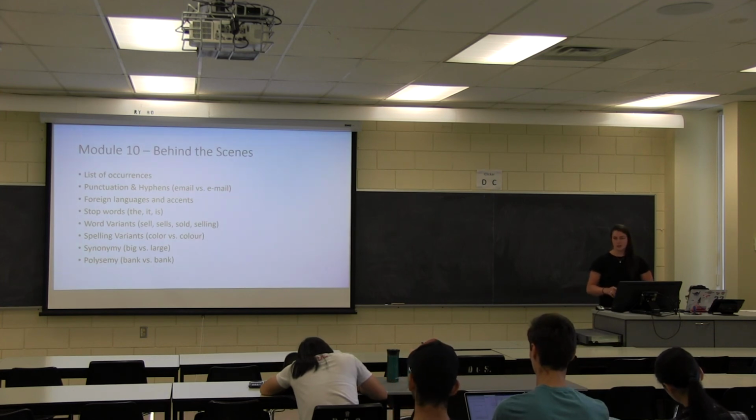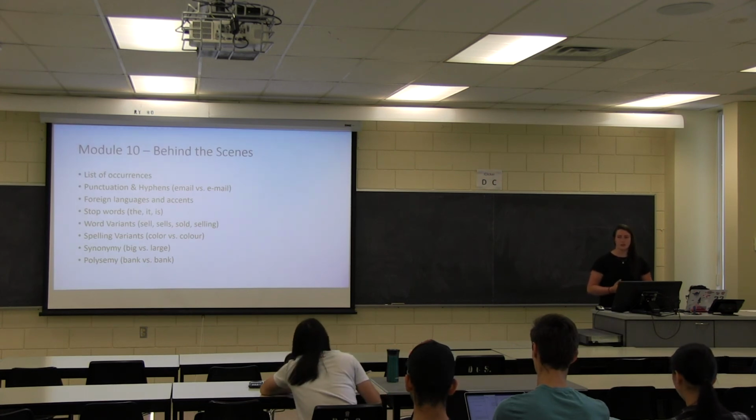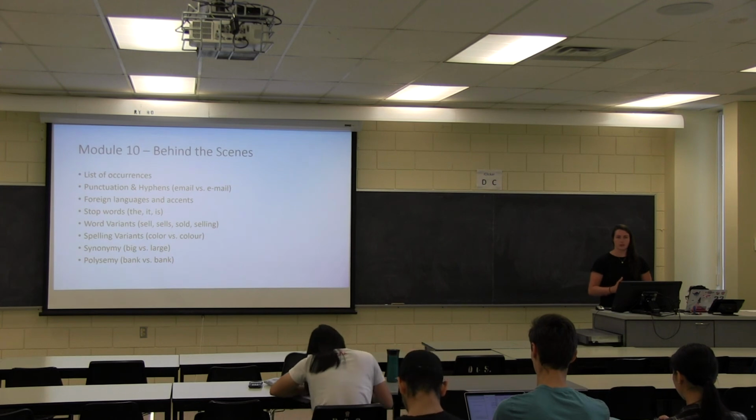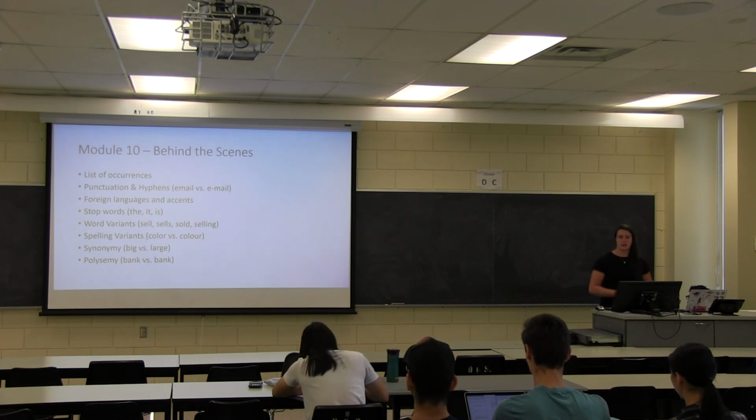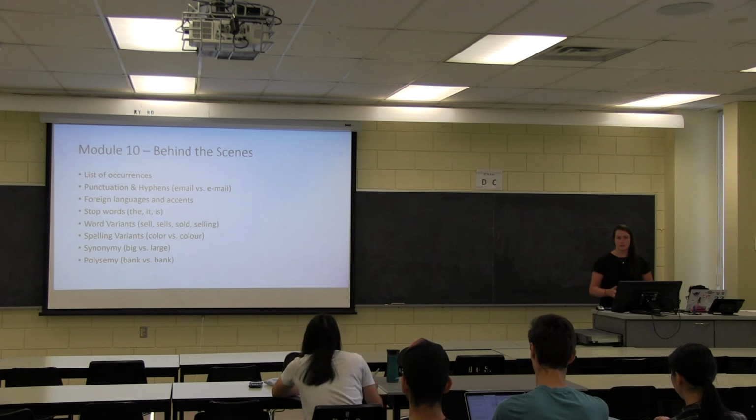There's word variants, so sell, sells, sold, selling. Those are all different ways and tenses of pretty much looking for the exact same word. So Google will index those the same. There's spelling variants, so color versus colour, the American spelling versus the Canadian spelling. Google picks up that and knows that whether you put color with or without the U, you're looking for the same thing.